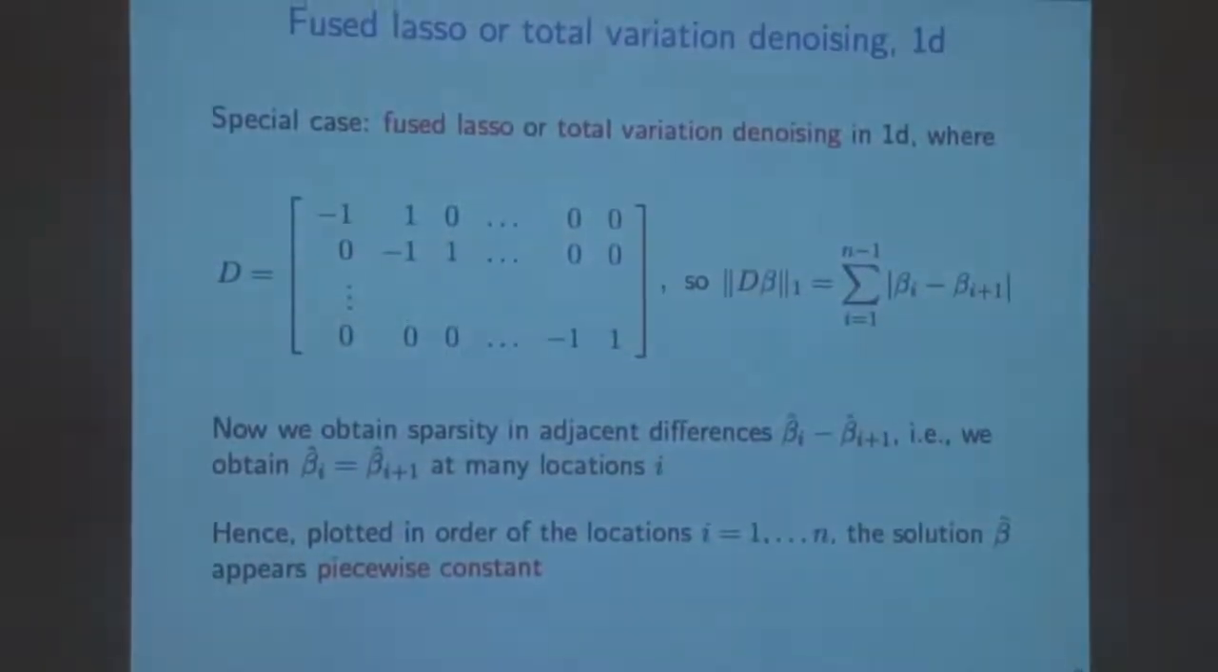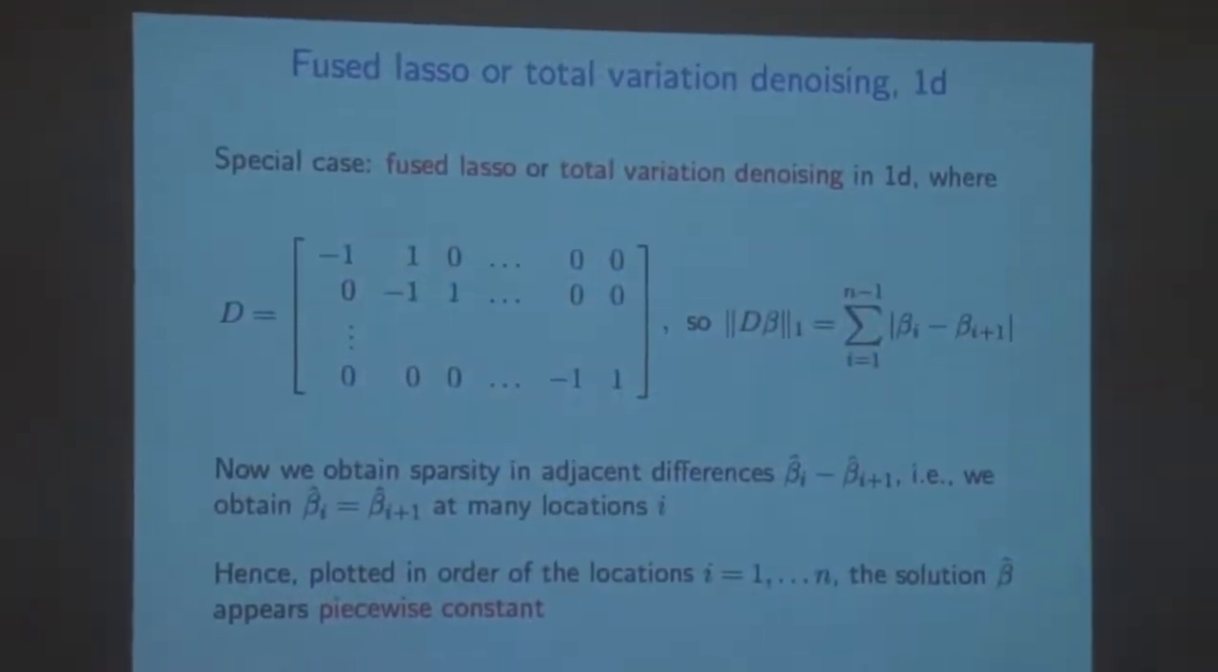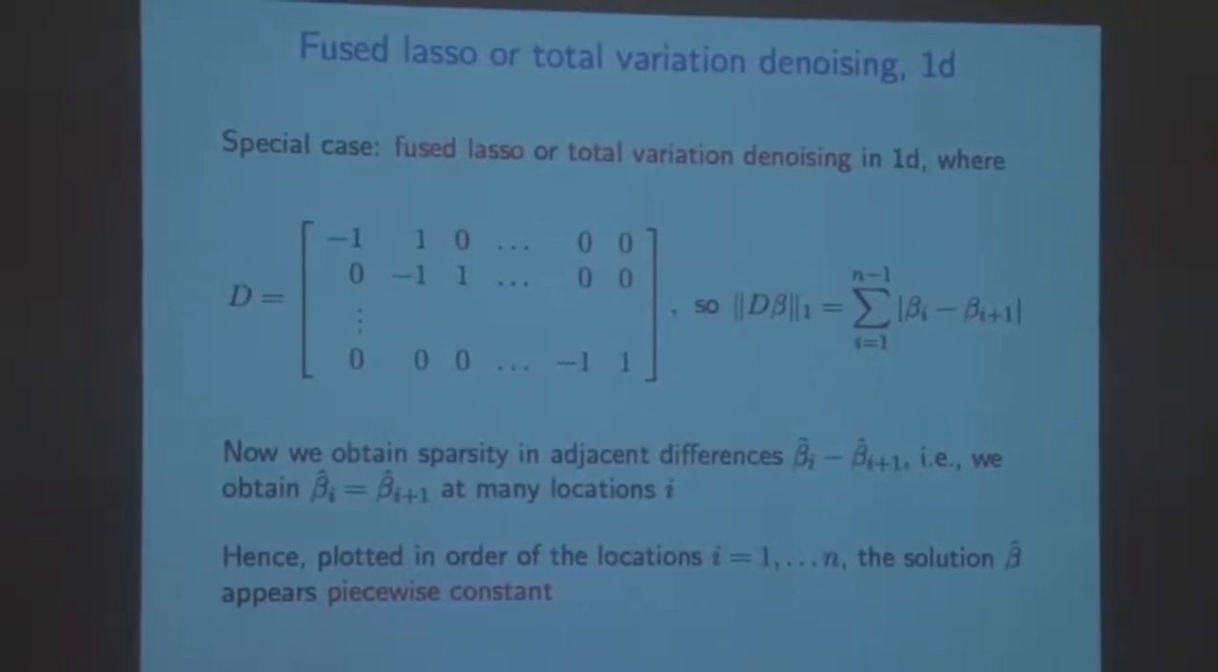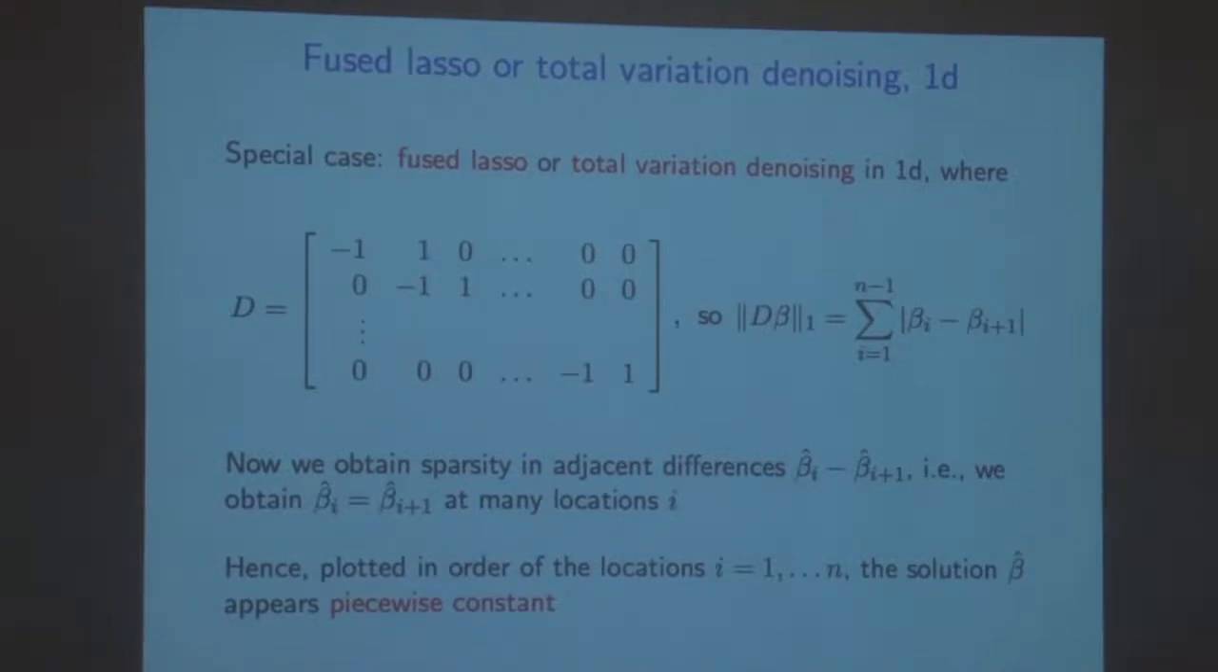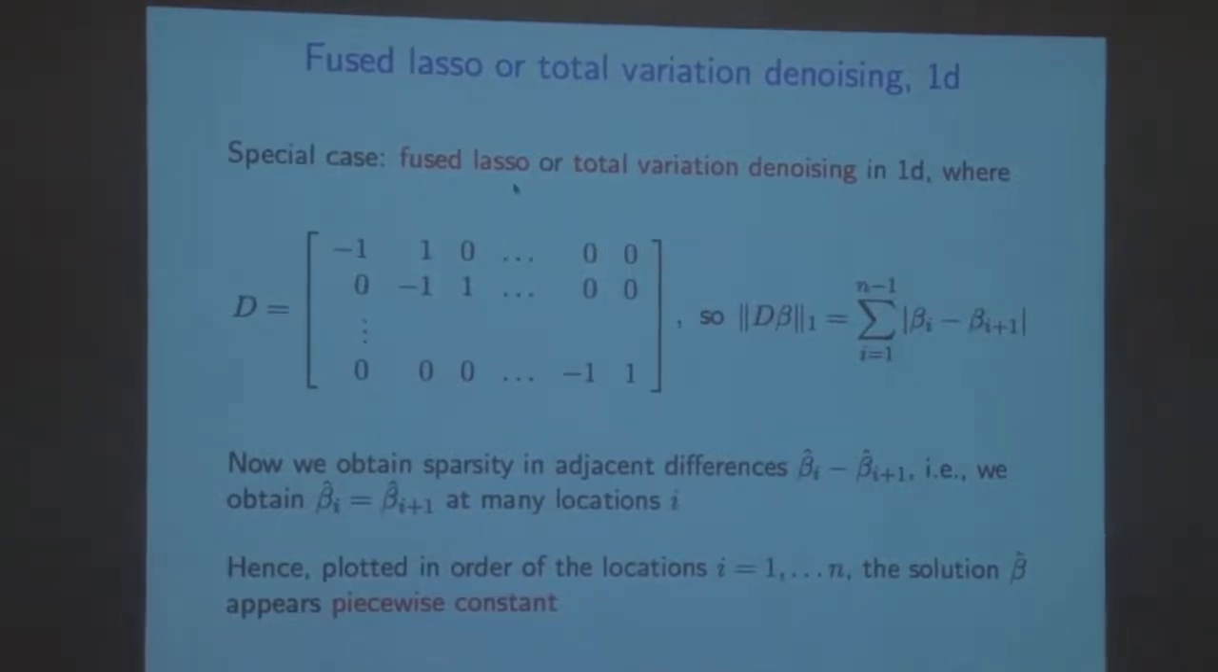So here's the first problem instance that we're going to talk about. It's sometimes called the fused lasso or total variation denoising, depending on which literature you're reading about it. The fused lasso is what it's called typically in statistics and in ML. Total variation denoising is a name that comes from signal processing. It also appears in ML papers as well, but they really refer to the same problem.